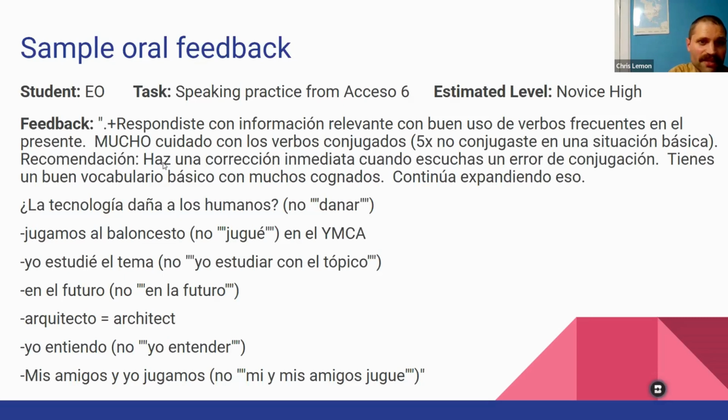So I also recommended to him that every time he hears himself make a mistake of conjugation, that he correct it immediately. Also told him he's got a decent basic vocab, a lot of good cognates, and to keep expanding that. So that's an example, and I'm out of time to show you any other examples here.